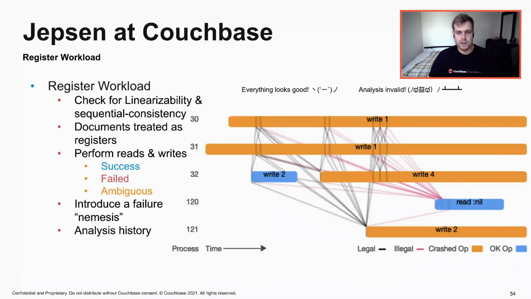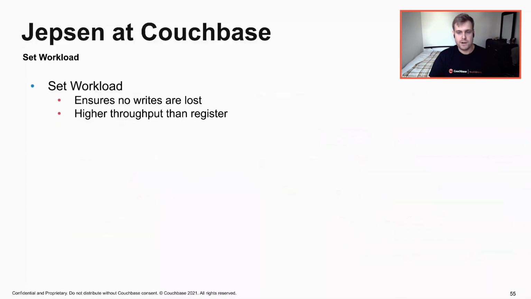Jumping back to the register workload, the recorded history is then passed to Knossos, which analyzes the history and checks to see if it was linearizable or sequentially consistent. If there was a linearizability failure, then Jepsen will create a diagram explaining the failure, as can be seen in the example that we've created. The diagram shows that there are no linearization points that can justify linearizability due to the fact that client 120 read a null value after client 32 performed a write of value 2.